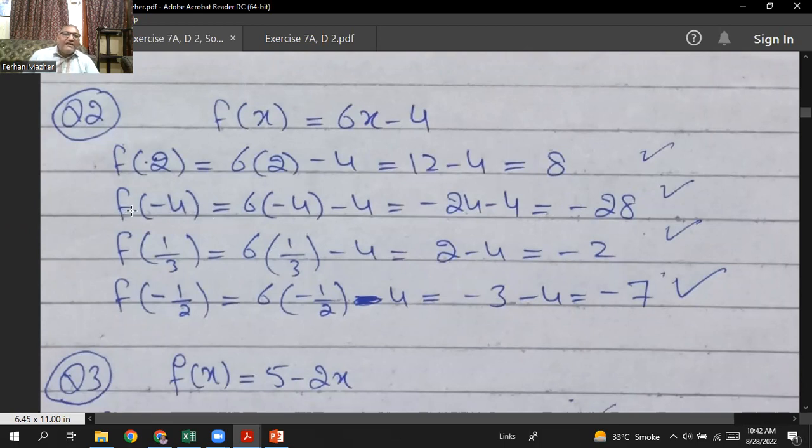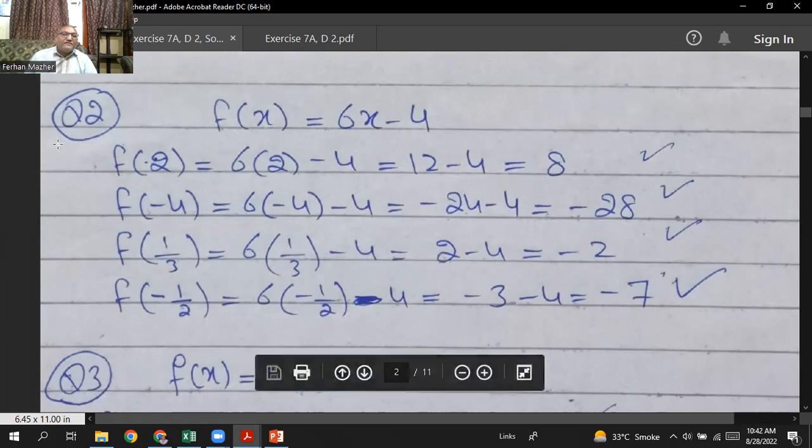Now in the function, in the place of the variable, I'm going to substitute minus 4. So this means f of minus 4. In the place of x, I will substitute minus 4, according to that formula. So 6 multiplied by minus 4, and then you again have minus 4. So you will have minus 24 minus 4, and that will be minus 28.